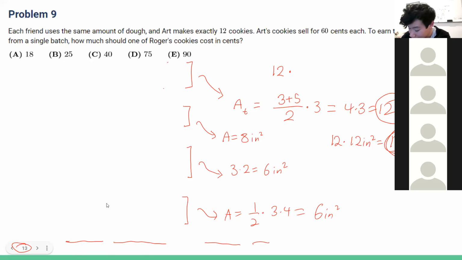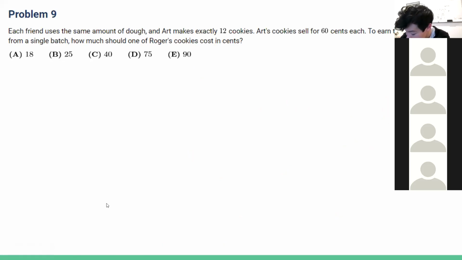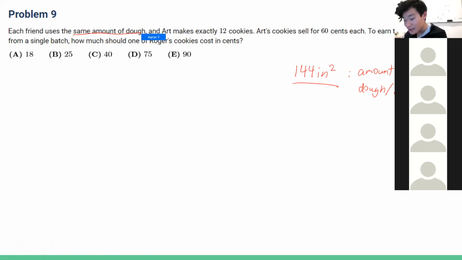And I'm just going to write that down after I delete all this. 144 inches squared. We figured that out, and this is the amount of dough per batch for everyone. And we need this because for this question, it asks, each friend uses the same amount of dough, right? We've already found it. And Art makes exactly 12 cookies. Art's cookies sell for 60 cents each. And to earn the same amount from a single batch, we're trying to find how much one single one of Roger's cookies should cost for it to earn the same as Art's.